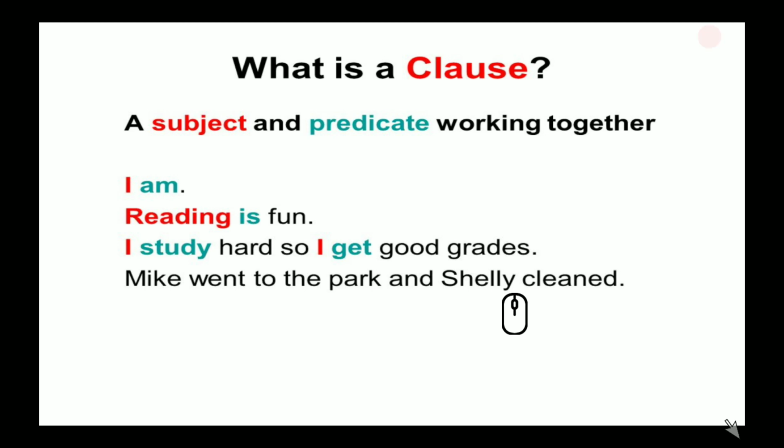Mike went to the park and Shelley cleaned. Now here, what is a subject? There are two subjects and two predicates in this. Mike would be a subject, went to the park would be the predicate. Shelley would be a subject, cleaned would be a predicate. And would be a conjunction. So any sentence which has got a subject and a predicate working together is called a clause.